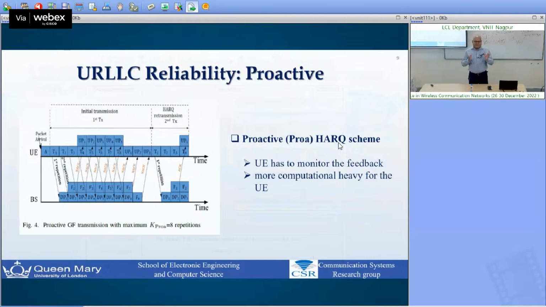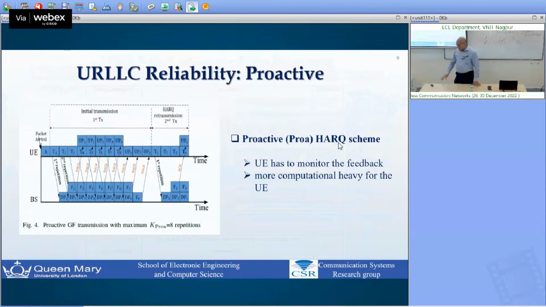If it succeeded, then there is no need to repeat again and again. So that means an acknowledgement at the end of every packet, so every transmission time. First one, not succeeded. Second one, not succeeded. Third one, succeeded, then we don't need to repeat again.